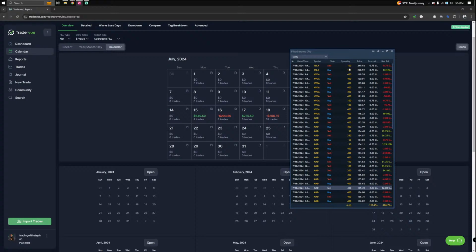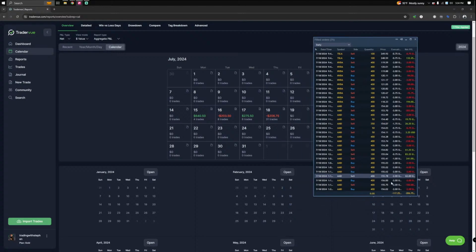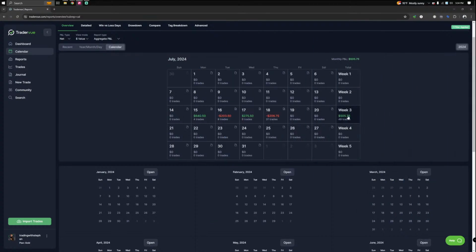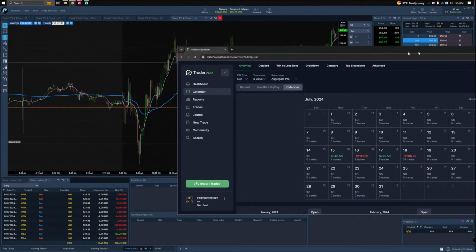So as you see, these are all the trades. I'll show you the platform. Everything lines up right here. Negative 206.75, and in the trader view, negative 206.75. For this week, I'm up $505.75.